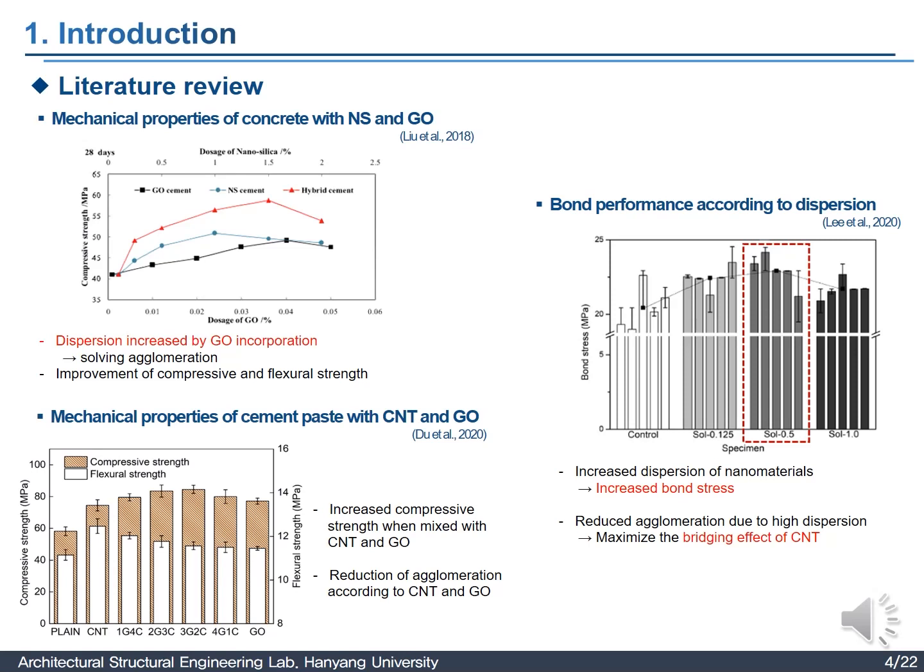The biggest problem that occurs when using the materials as concrete mixing materials is agglomeration. As a result of previous studies, when GO was mixed with CNT or NS, the dispersion increased and the mechanical performance of concrete improved accordingly. In addition, it was confirmed that the better the dispersion, the better the bond strength.